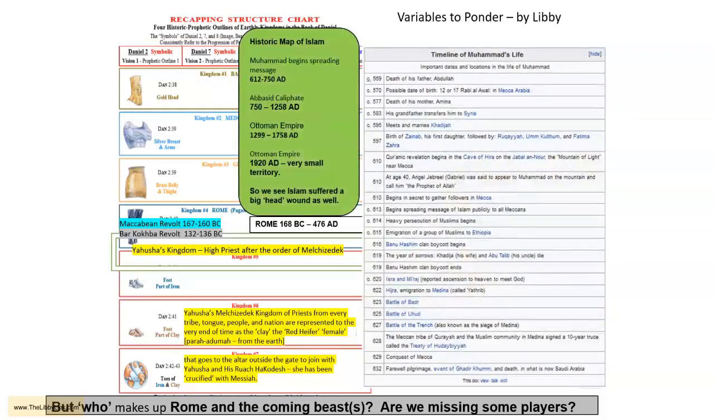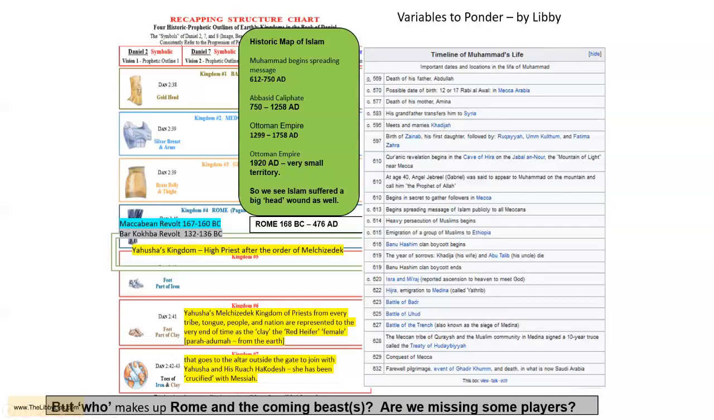So I brought in, of course, we must keep in our mind Esau, Islam. We know Muhammad began spreading his message about 612 to 750 AD. There are people that say that a lot of that theology was pushed through Catholicism, the papal supremacy system. I don't know, I cannot verify that.